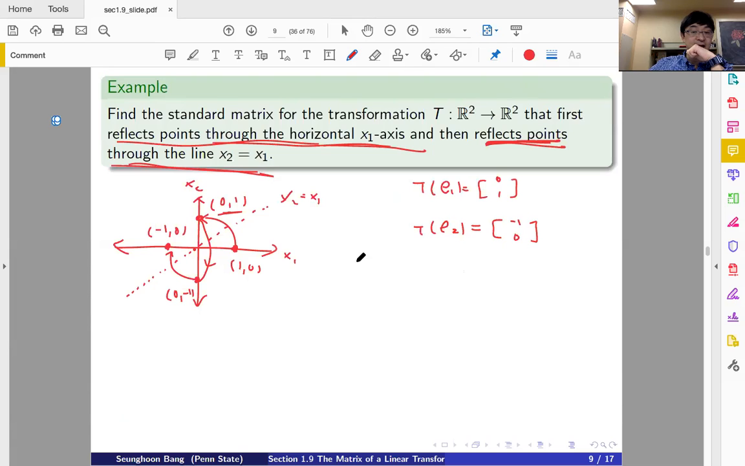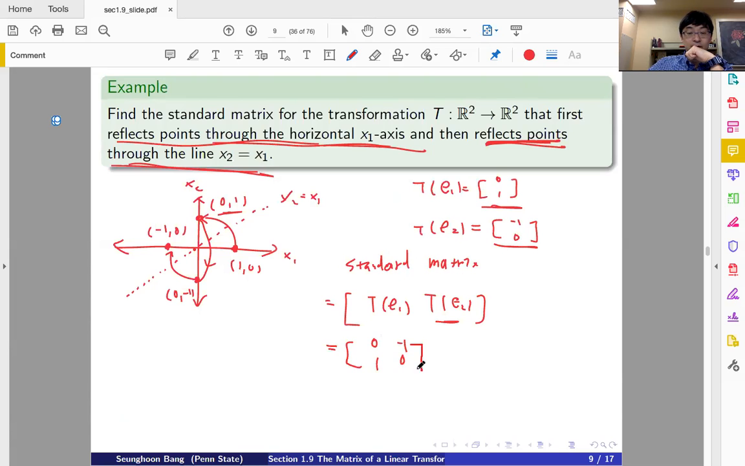So what is the standard matrix? The standard matrix is [T(e1), T(e2)], the same. T(e1) is here, (0, 1), and T(e2) is here, (-1, 0). So that's it. This is the whole idea for solving this problem.